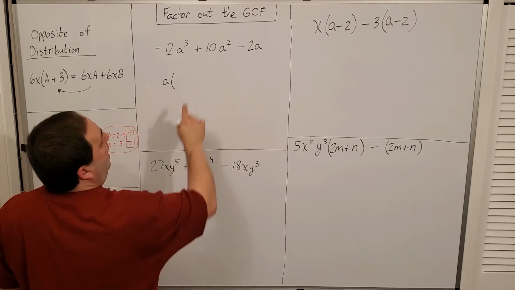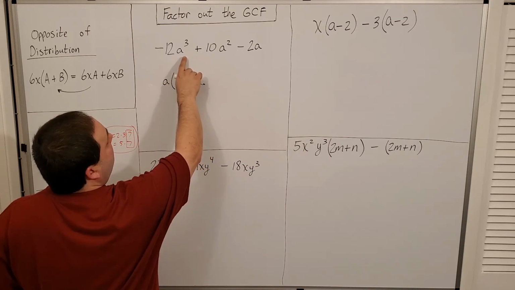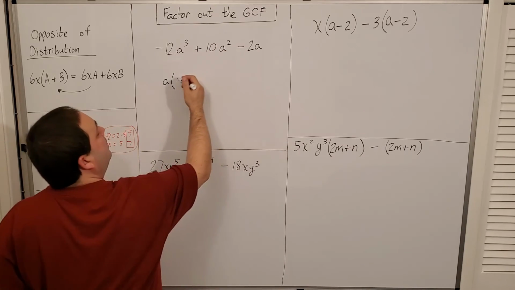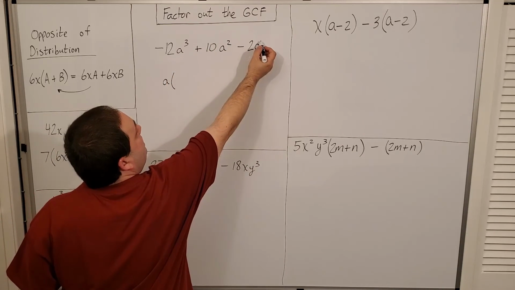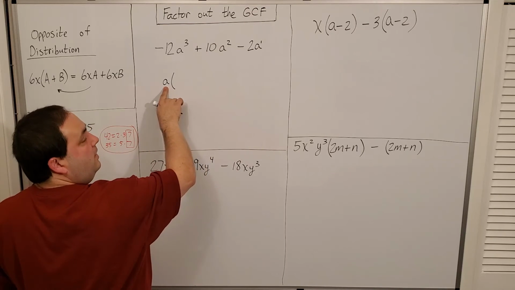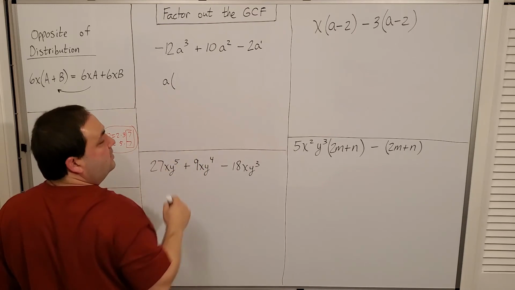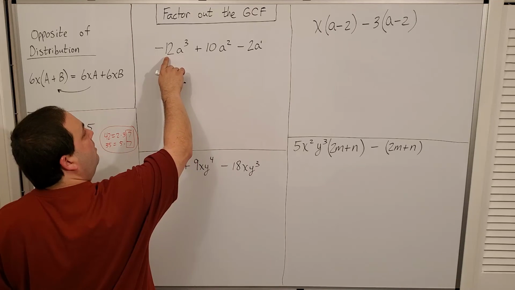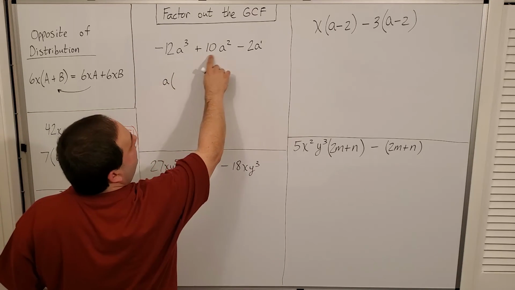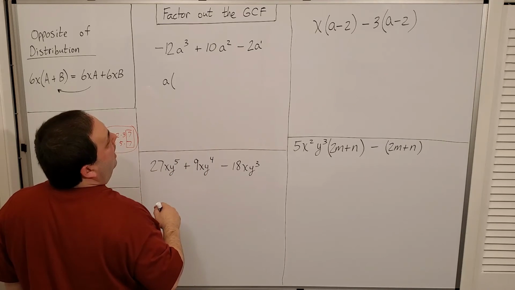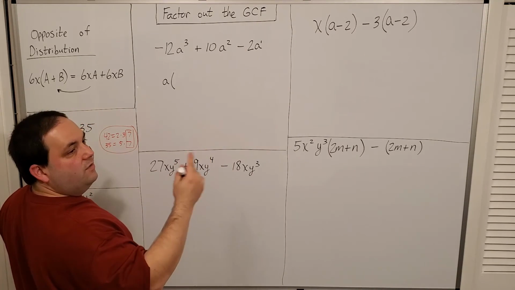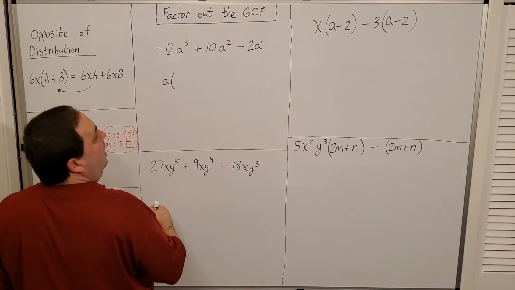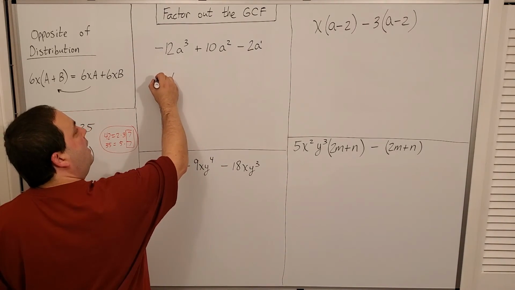Also, I'm noticing now that I have to look at the lowest power, right? 3, 2, 1. That means I'll be pulling out a to the 1 as my lowest power. So that's what I'm going to write out front. Next, I'm going to look at the numbers, 12, 10, and 2. I need a number that will divide evenly into all of them. 12, 10, and 2, I can divide all of them by 2.